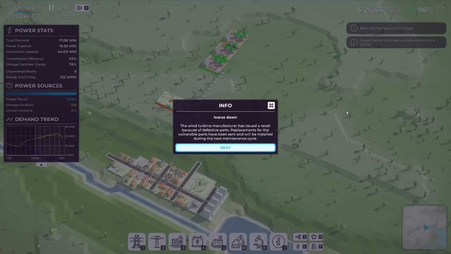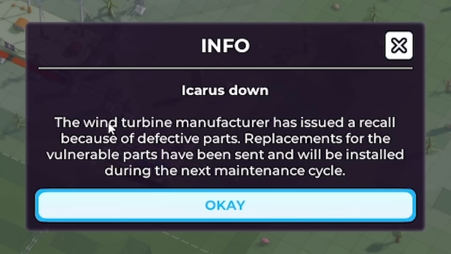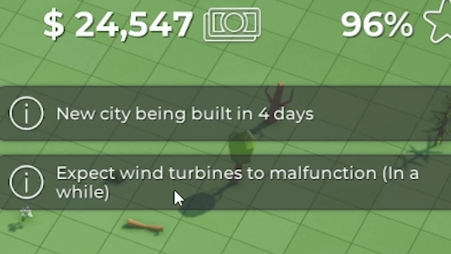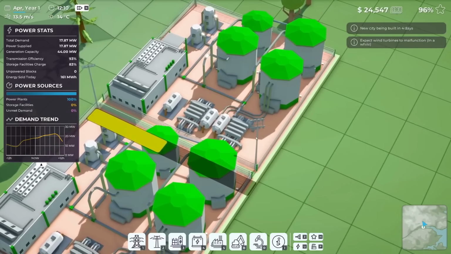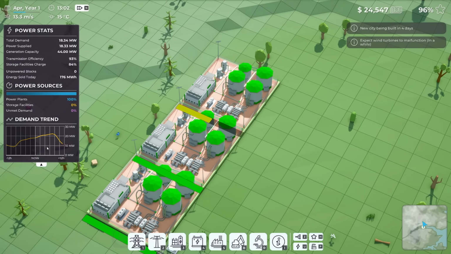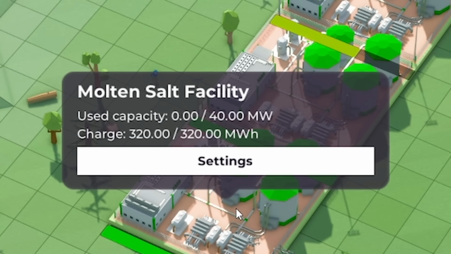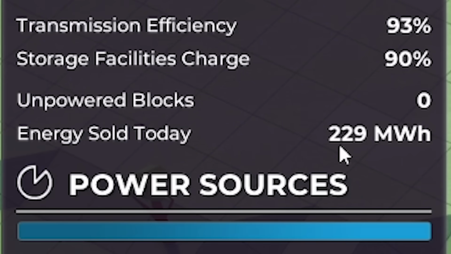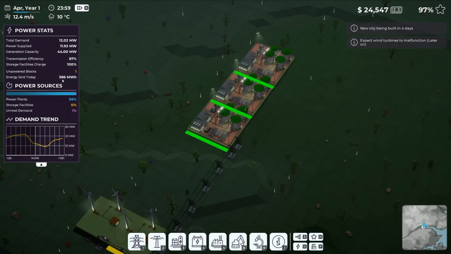All right, let's fast forward through this date. Oh no, Icarus down. So basically the wind turbine manufacturer messed up something, and we expect the wind turbines to malfunction in a while. Hopefully we can fill up this new storage thing. So then we'll have 3, which I think means we'll have plenty. Because what do these store each? 320 megawatt hours. And looking at this number, that's probably like a day, if that.